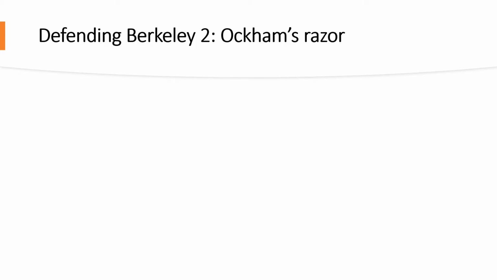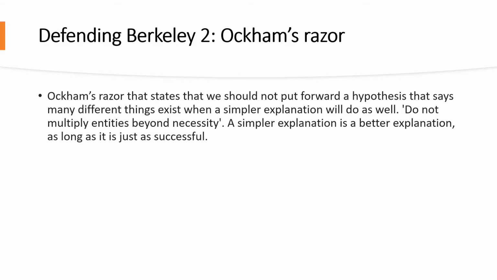Secondly, we could argue then that Berkeley is correct because of Occam's Razor. So let's just be clear on what the principle says. This is often oversimplified, and we need to be careful in saying what the principle actually is. So Occam's Razor states that we should not put forward a hypothesis that says many different things exist when a simpler explanation will do as well. Technically, do not multiply entities or things or objects beyond necessity.